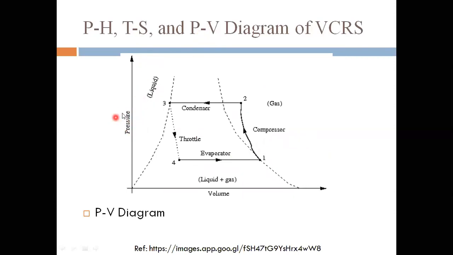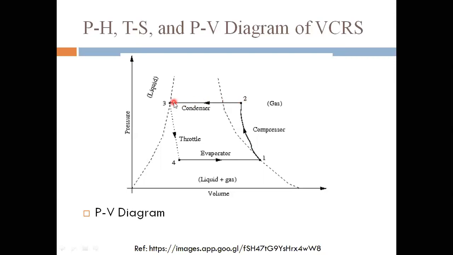In the PV diagram, we concentrate on pressure and volume. As we already discussed, in the compression process the pressure is increased. This is the evaporator pressure, and this one is the condenser pressure. From the evaporator, the refrigerant enters the compressor. The compressor increases the pressure of the refrigerant up to the condenser pressure. This is the compression process. As you already know, in the compression process the volume is reduced, so this is the reduction in volume in 1 to 2.